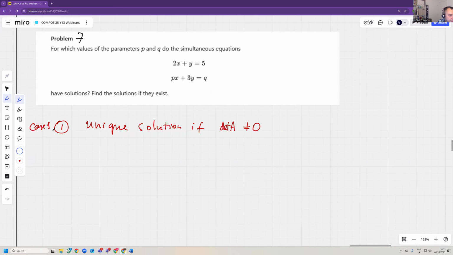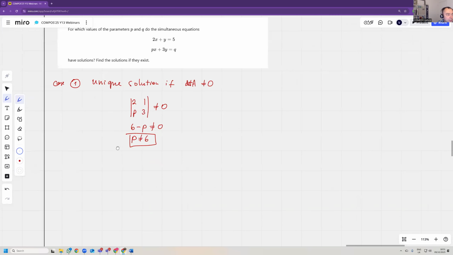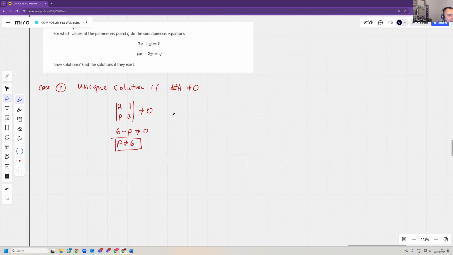Case 1. Unique solution. So we have the determinant of 2, 1, p, 3 is not equal to 0. So 6 minus p is not equal to 0. So if p is not 6, it has solutions. Okay, so if p is not 6, let's find the solution.